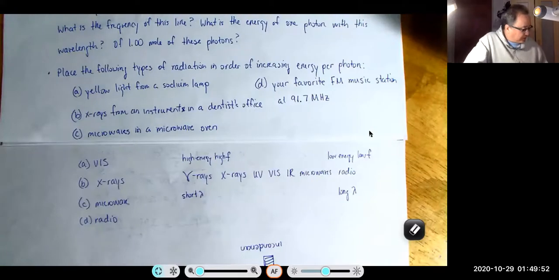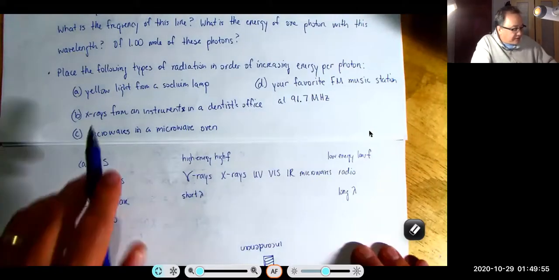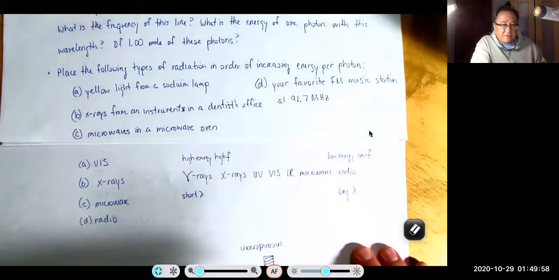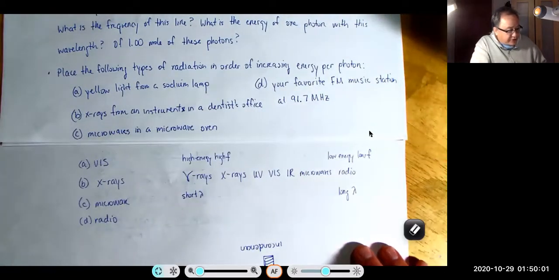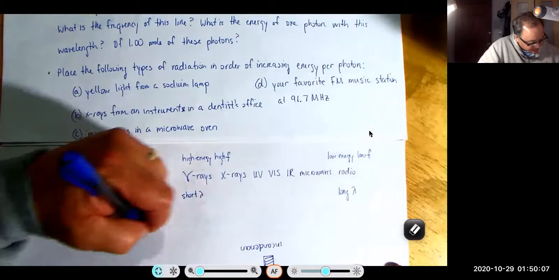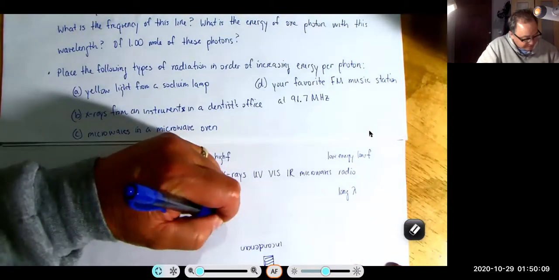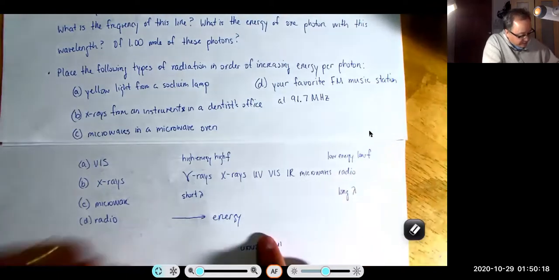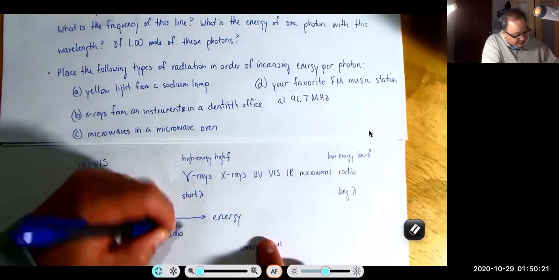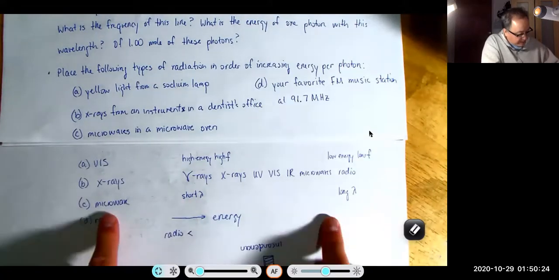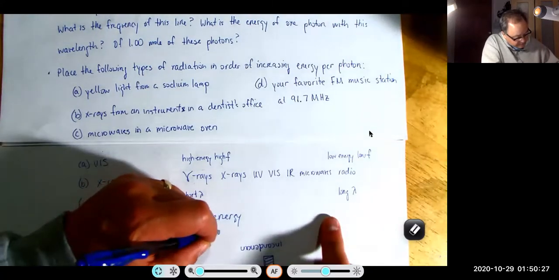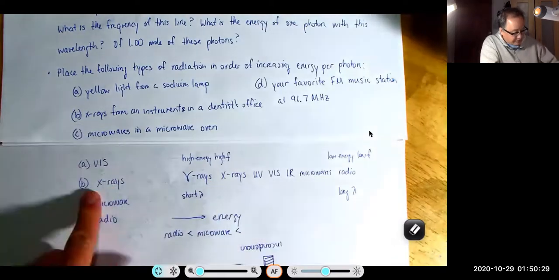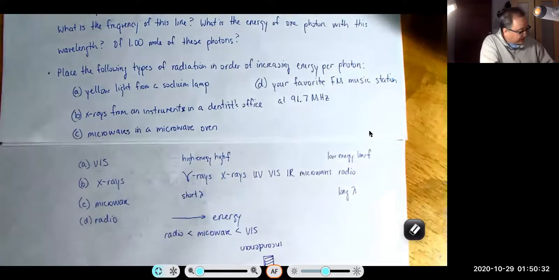Okay, so our job is to place the following in order of increasing energy per photon. So it turns out we can use this chart to calculate the energy per photon. Increasing energy means we want to put high energy here on the right and low energy on the left. So out of all of these, the lowest energy is going to be the radio. That's going to be less energy than microwave, and that's going to be less energy than visible, and that's going to be less energy than X-rays.